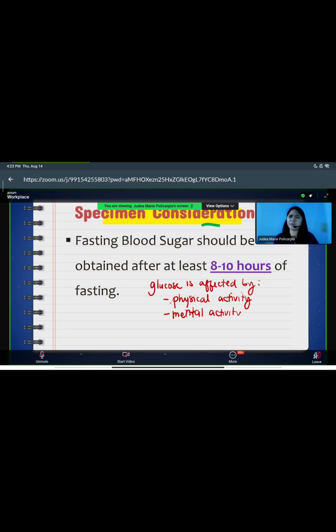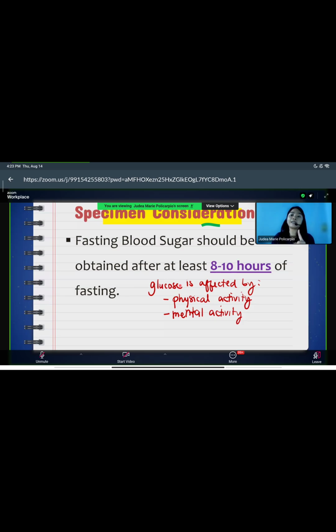Alam niyo ba na 25% ng glucose is consumed by the brain? So isipin mo na lang, kada cup ng rice na kinakain natin, 1/4 nun goes straight to your brain. Ganon katakaw ang brain natin when it comes to the glucose. Okay? Glucose, 25% no, is already consumed by the brain.